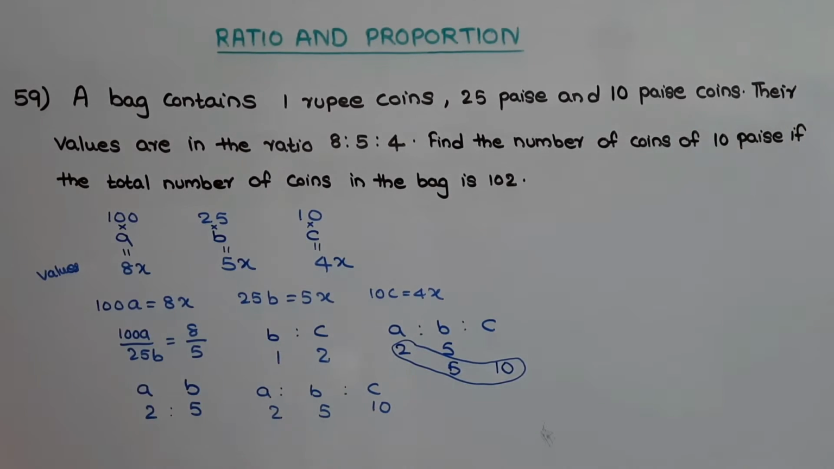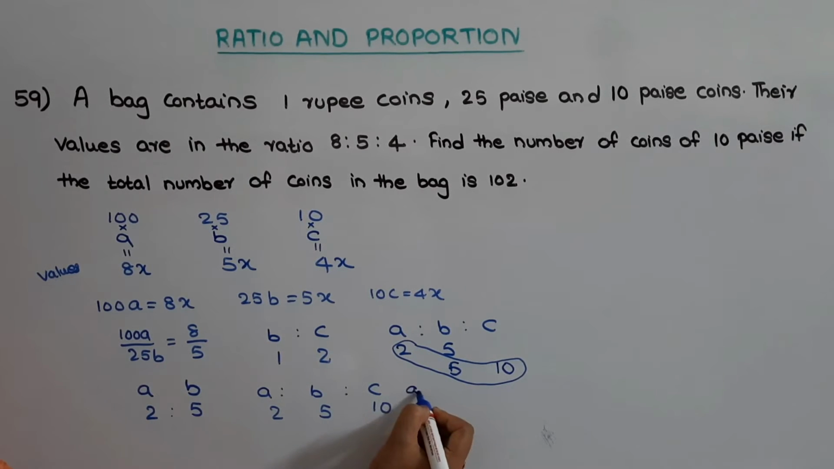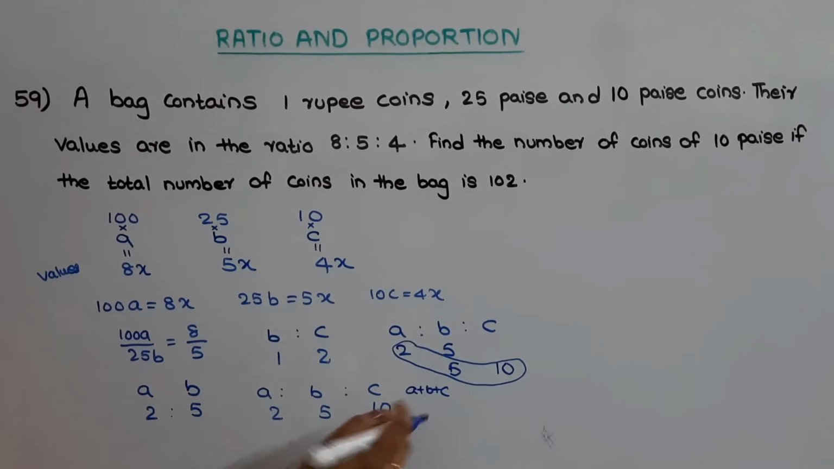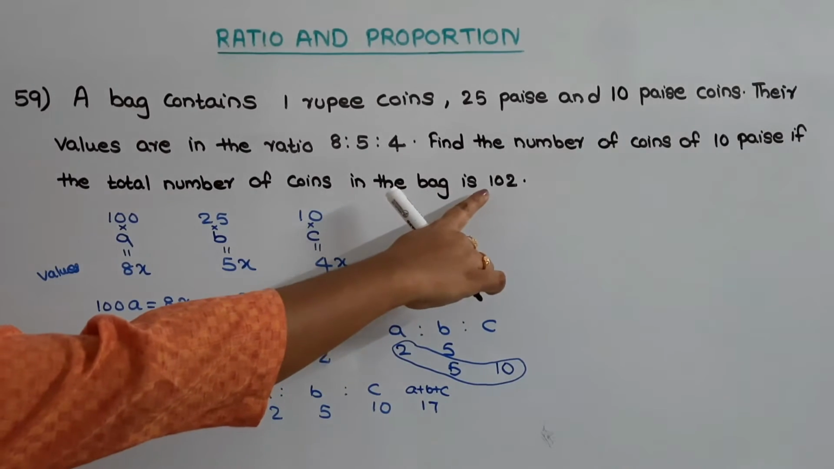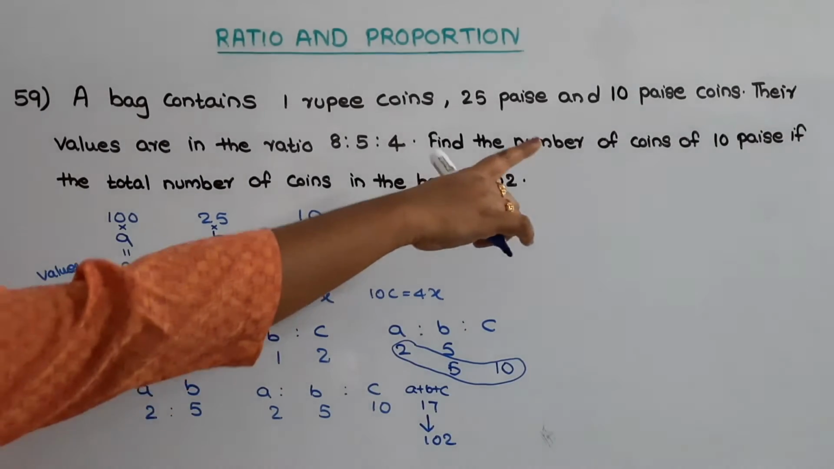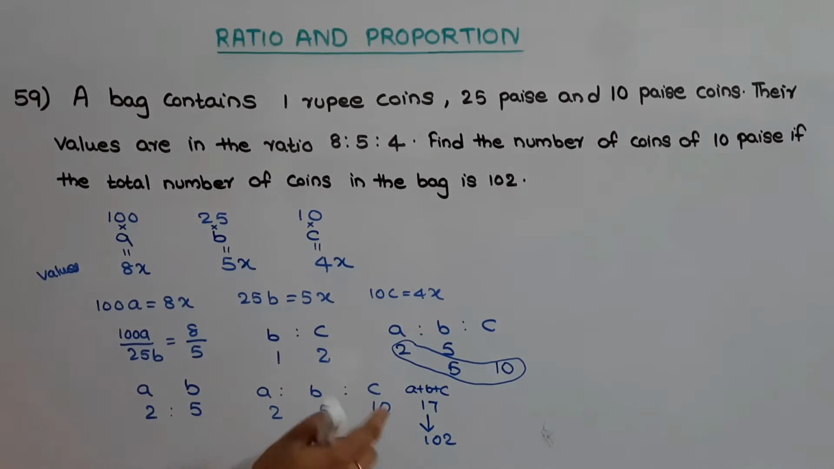Now if there are 2 100 paise coins, 5 25 paise coins and 10 10 paise coins, what will be the total number of coins in the bag? That is A plus B plus C, which is equal to 2 plus 5 plus 10, that is 17. But in the question the total number of coins in the bag is given as 102, which means we can represent this 17 as 102. We need to find the number of 10 paise coins, so we need to find the value of this 10.